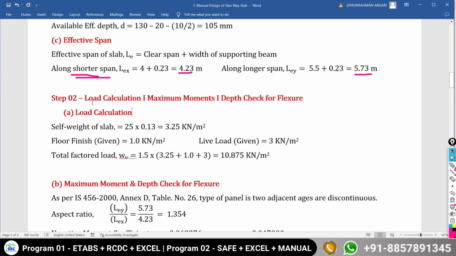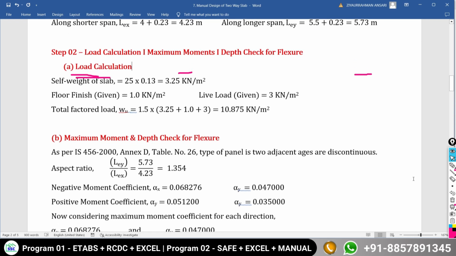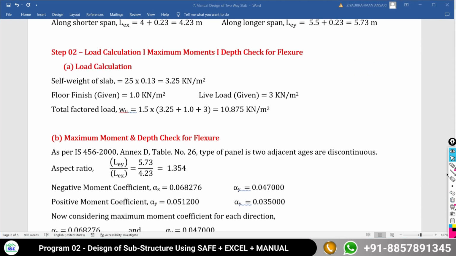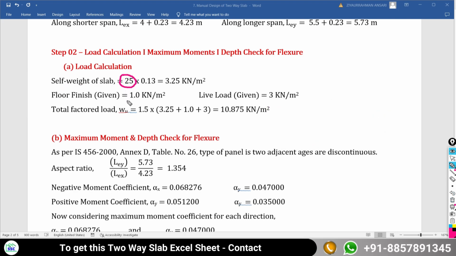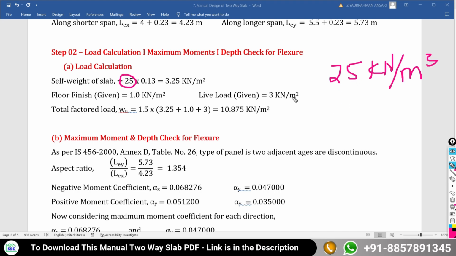Thereafter, in the next step, we have to do the load calculation. How to do the load calculation? Very first, self weight of the slab. How much will the self weight of the slab be? We have to calculate the loads in terms of kilonewton per meter square area. Suppose this is the floor, per 1 meter square area, how much load is there. So how can you do this calculation? This is the density of the material. We are going to build it with concrete. So concrete has a density of 25 kilonewton per meter cube. And we have to calculate the loading in kilonewton per meter square.